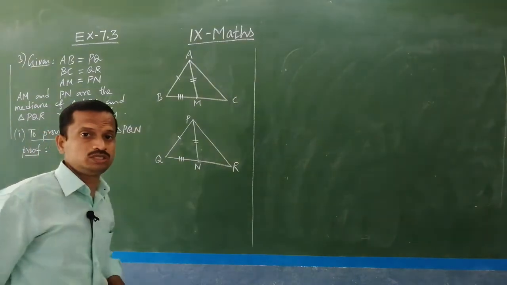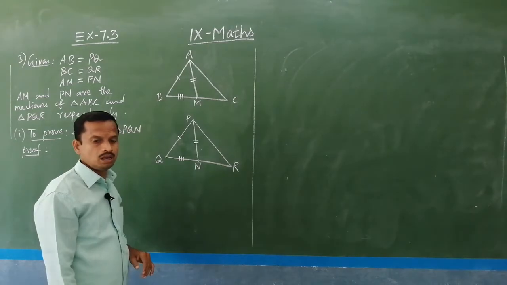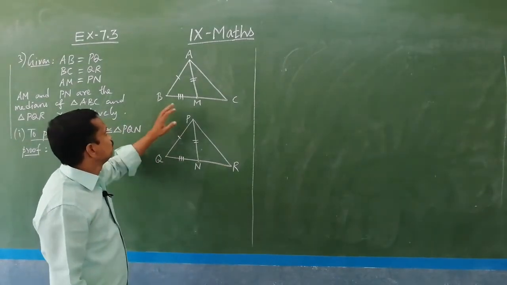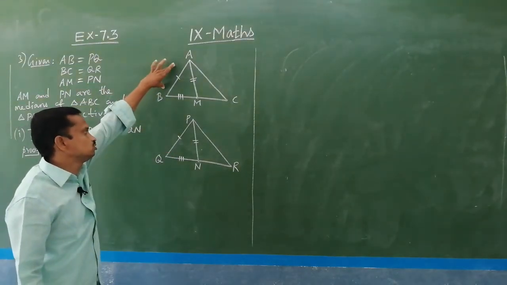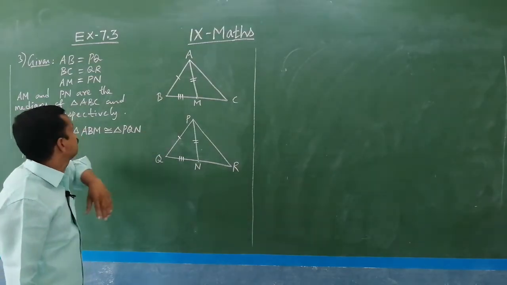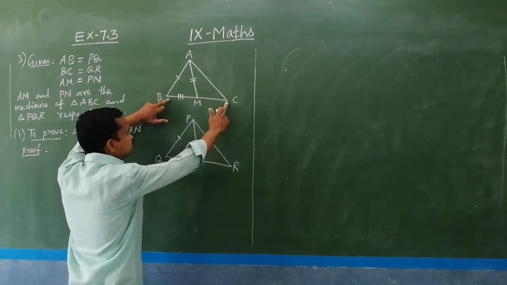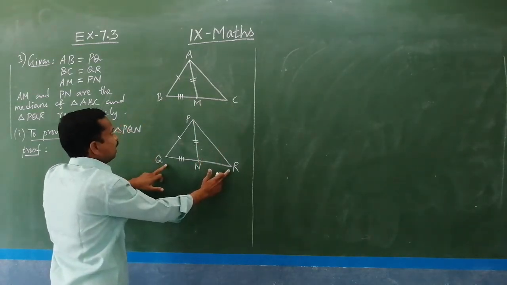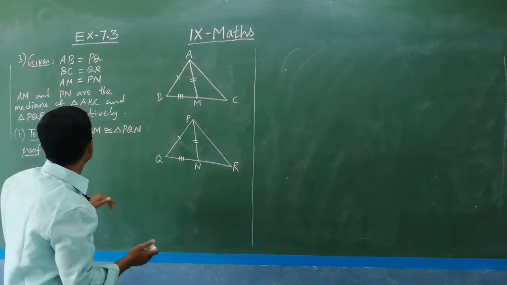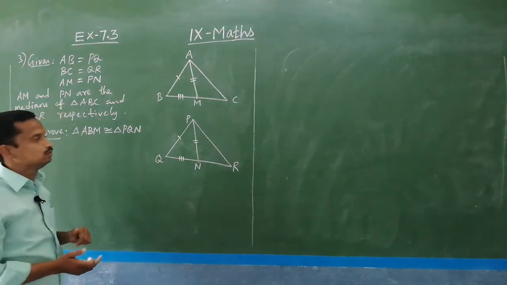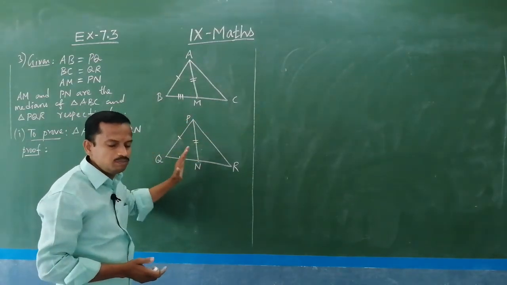And now coming to question number 3, two triangles are given, and the given thing is AB equal to PQ. AB of this triangle is equal to PQ of the other triangle. BC equal to QR. This mark represents the full side, so BC is equal to QR, and AM and PN are equal. What are AM and PN? It is given that they are the medians of each triangle. AM is the median of triangle ABC, PN is the median of triangle PQR.